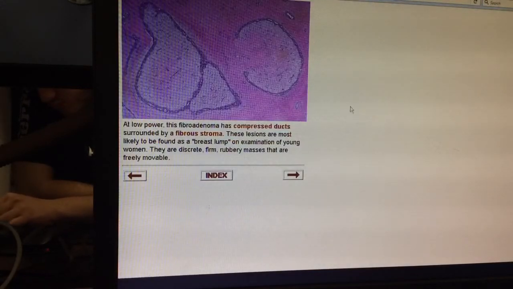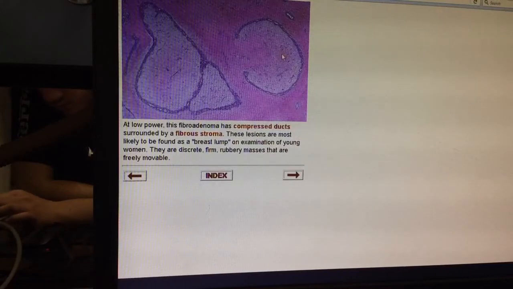This is another picture of fibroadenoma. There is fibrosis, or development of fibrous tissue, outside the ducts, which causes compression of those ducts.